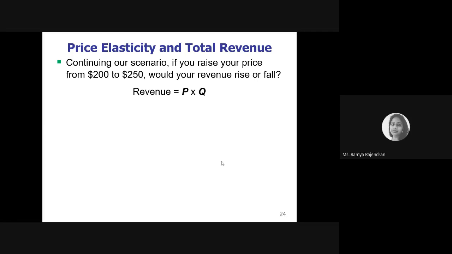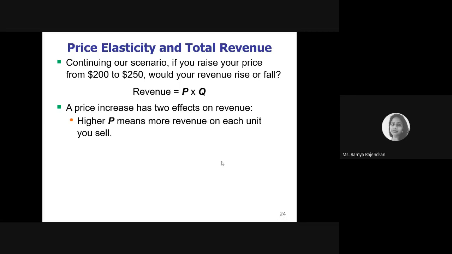Someone asked a question in a previous session. Hope you will be able to understand this. Okay, let's check this out. We always know revenue is equal to price times quantity. So any increase in price will have two effects on revenue. Either it will increase the revenue or decrease the revenue. Higher price means we always think we're going to get more revenue, right? But what if we are not selling enough items? If the quantity is decreasing, we really don't know, right? It's based on the law of demand.